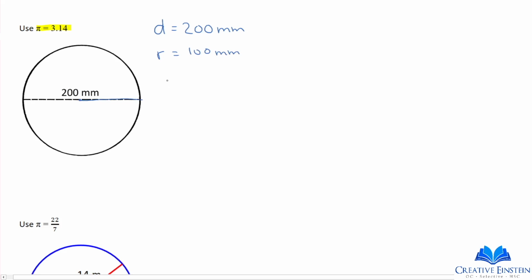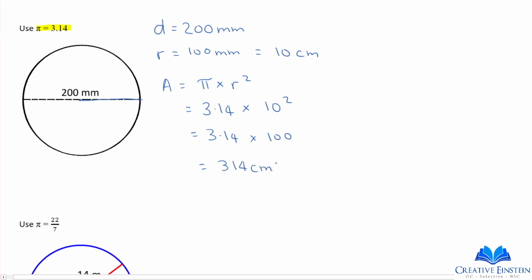Okay, let's get started. Always start with the formula pi times r squared. Pi is 3.14 times r squared. I'm going to just change to centimeters just to make it easy for myself. That's going to be 10 centimeters. So 10 squared, 3.14 times 100, which is going to be 314 square centimeters.